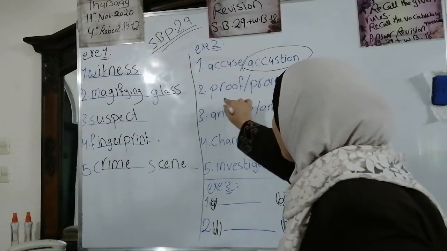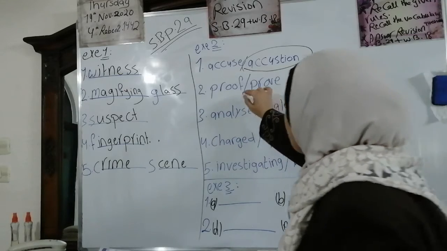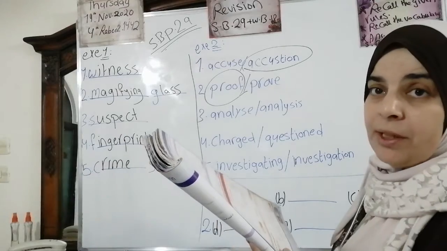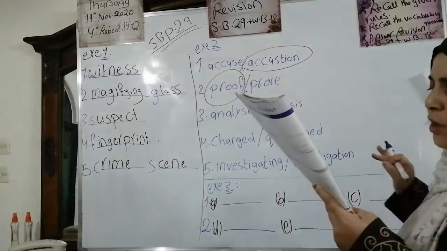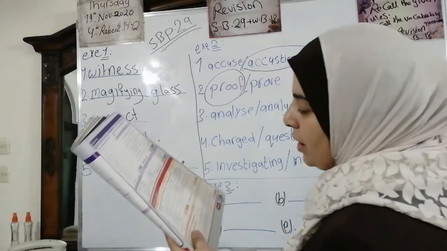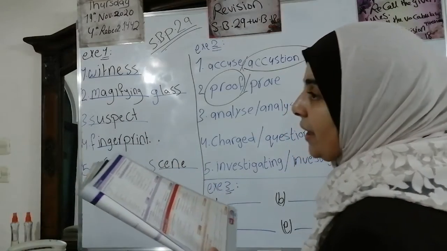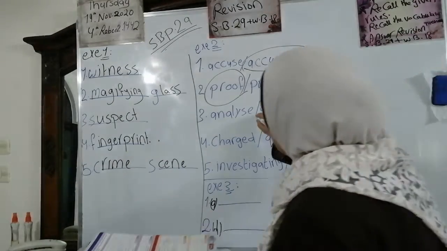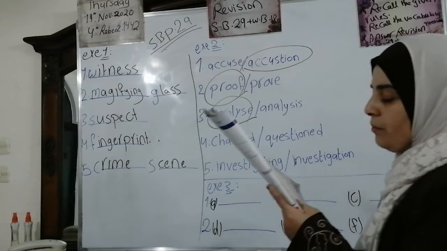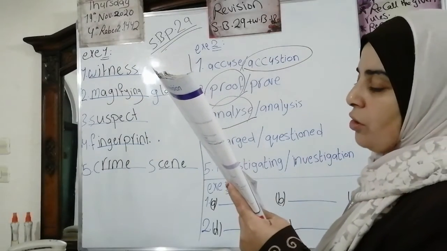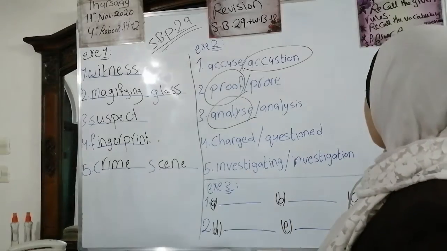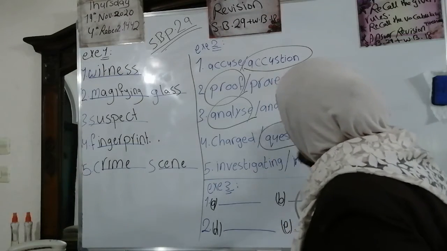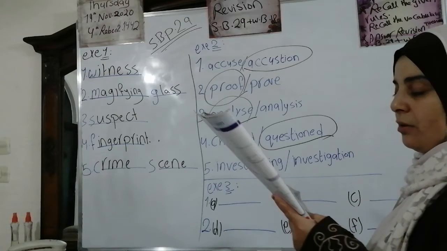Of course, prove the noun and prove the verb. So we're going to circle the noun, proof, okay? Number 3, we need to get this evidence to the laboratory and analyze or analysis. Of course, we're going to choose the verb, analyze, okay? Number 4, they charged or questioned the witness about the events. So, of course, we are going to choose questioned, because he didn't charge yet, okay?